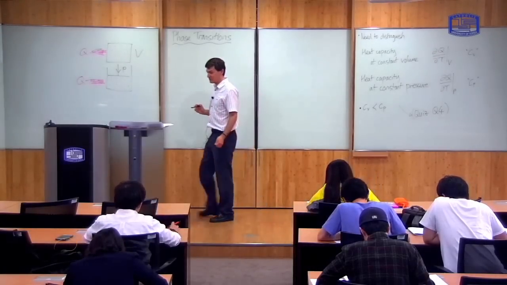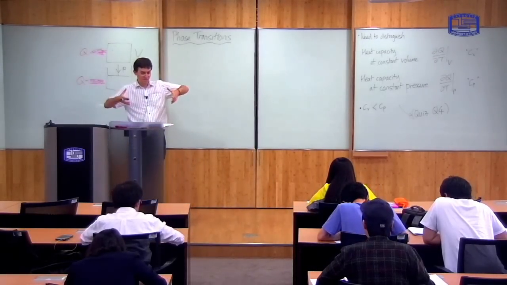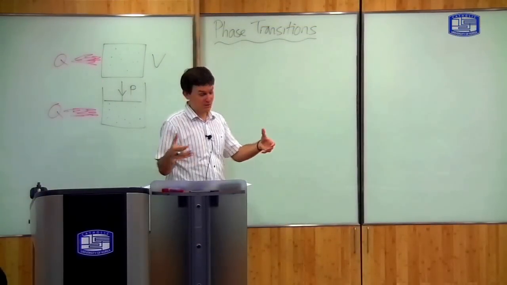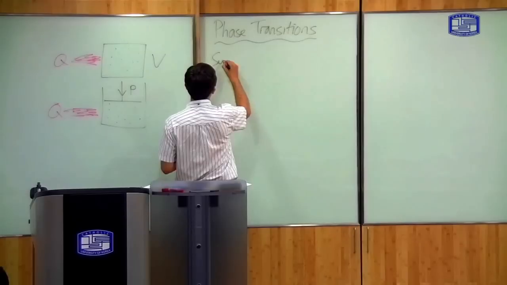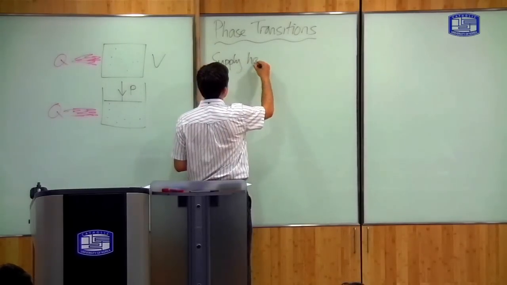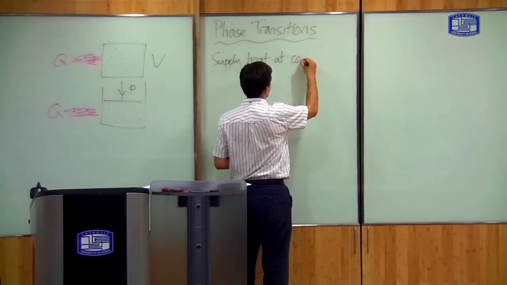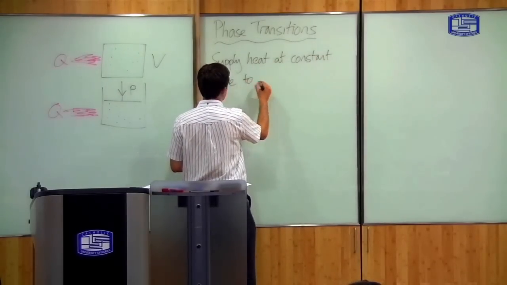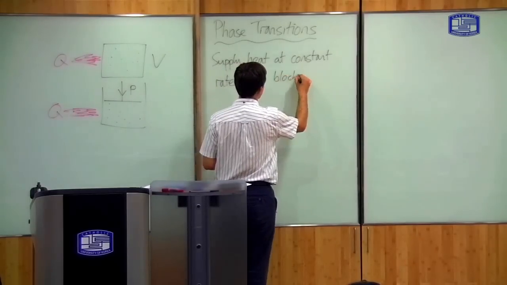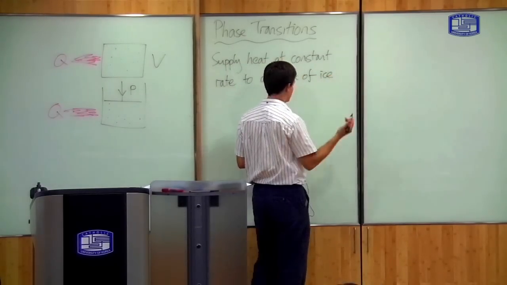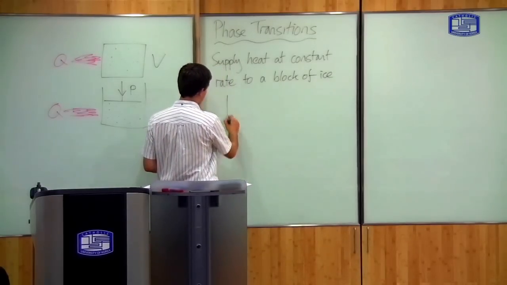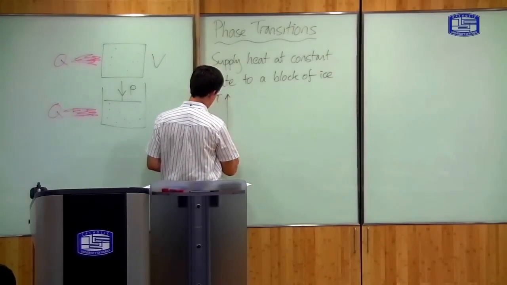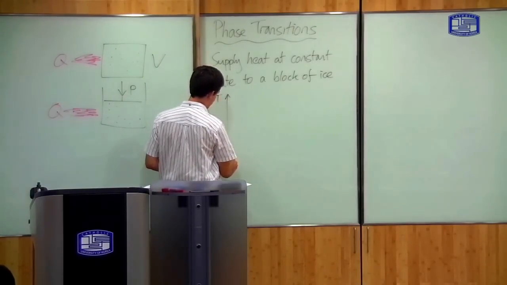So one way to think about phase transitions is imagine that I take a block of ice and then I supply heat to it at a constant rate and I look at what happens to the ice. So I supply heat at a constant rate to a block of ice of fixed mass. And while doing this, I can plot a graph of what is the temperature of the ice as a function of time.